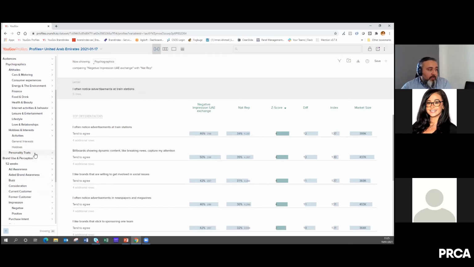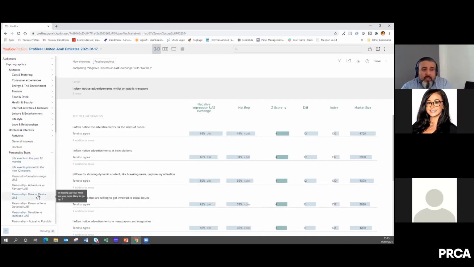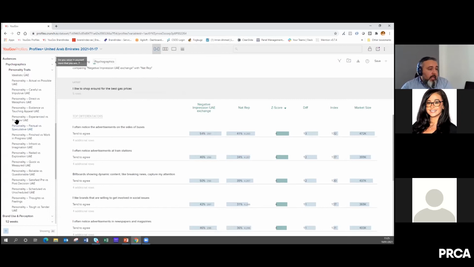their hobbies and interests, their personality traits, churning through all of those data points to see where there are statistically significant differences between our target audience and the general population, and highlight them to you, showing which ones are significantly different. And you can go through and do this for all of the folders.